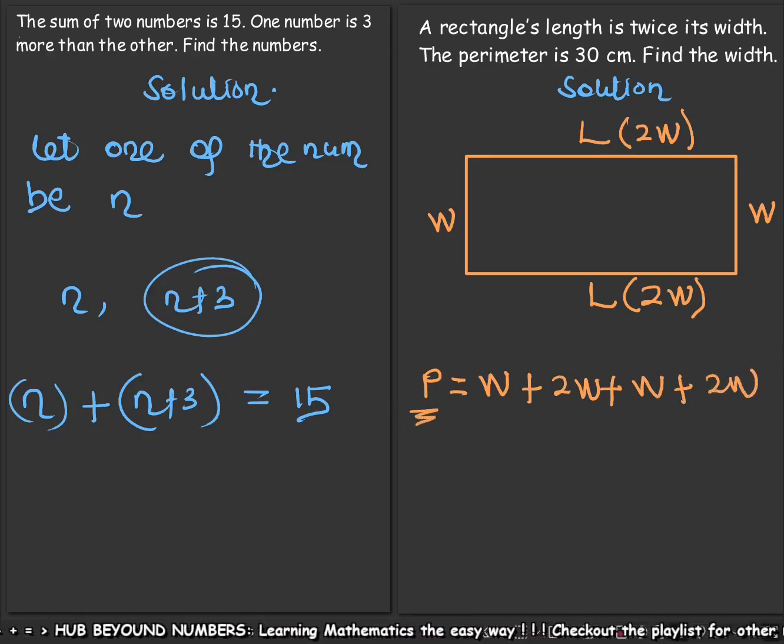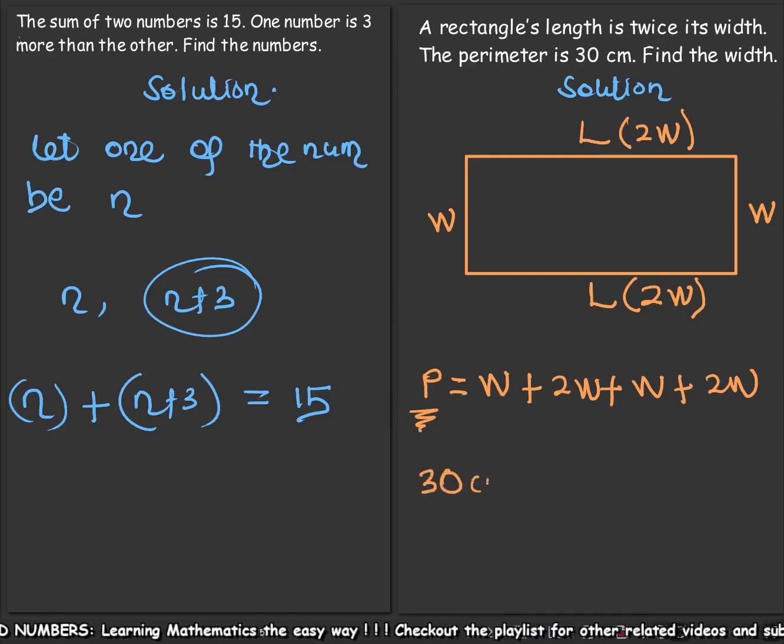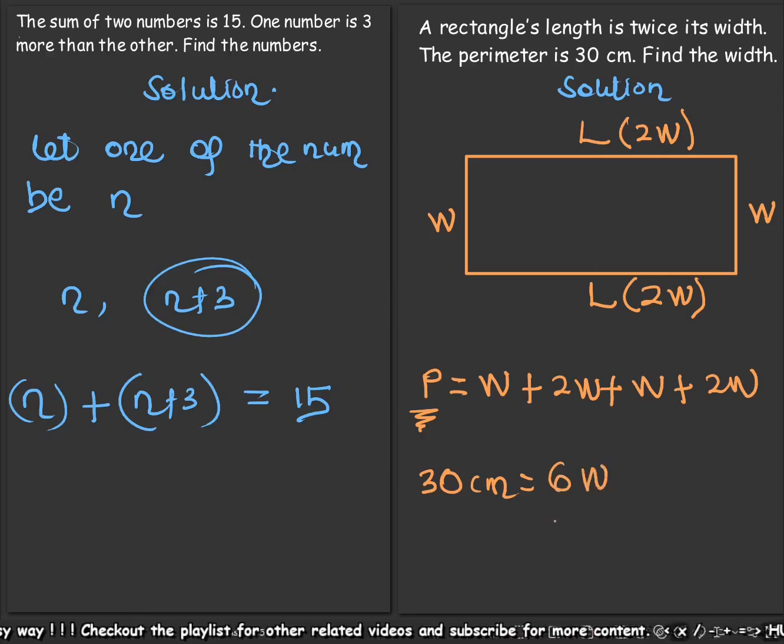Moreover, we already know this perimeter. That is 30 centimeters is equal to W plus 2W plus W plus 2W. That gives us 6W. You see? And with this, we have a very simple equation we can solve to get our width. So that is basically how we do what? We change word problems into what?